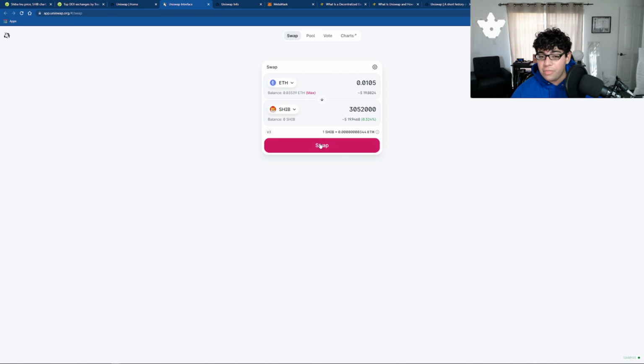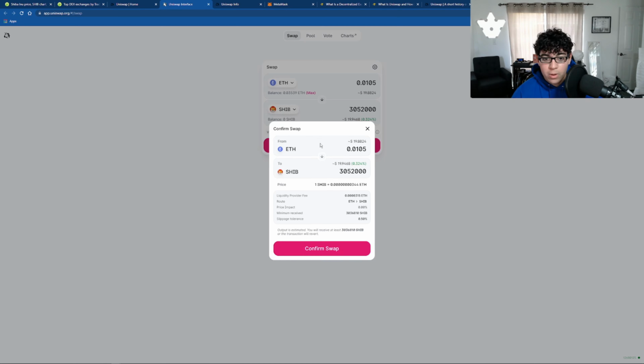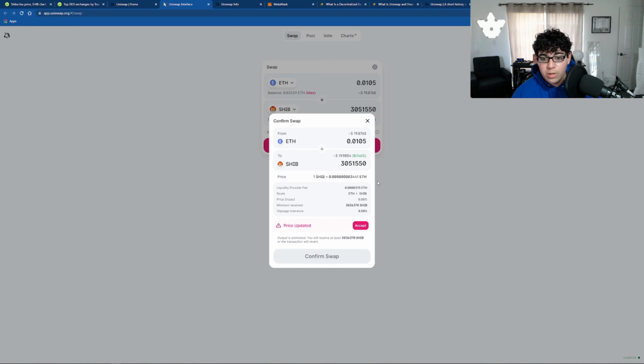And now the final thing I do is click swap. Right? It's just going to confirm the swapping thing. It's going to tell me all the math behind it, what 1 SHIB equals in ETH. Okay, the price just updated. There's a lot of people trading ETH.